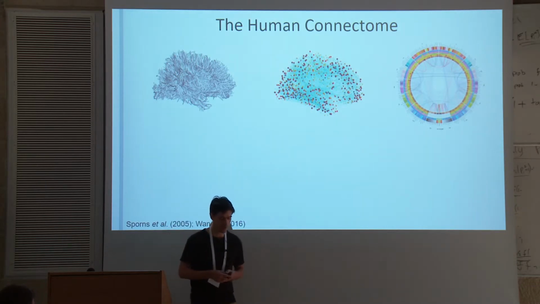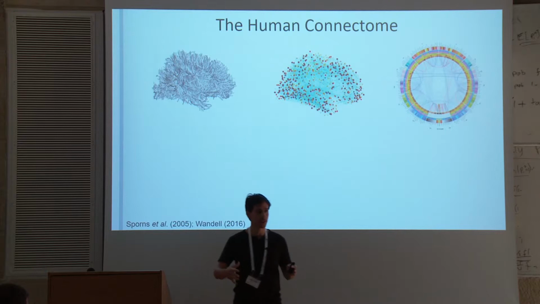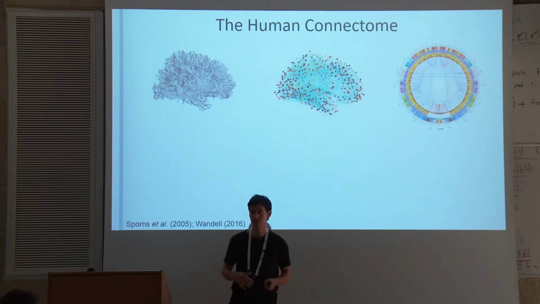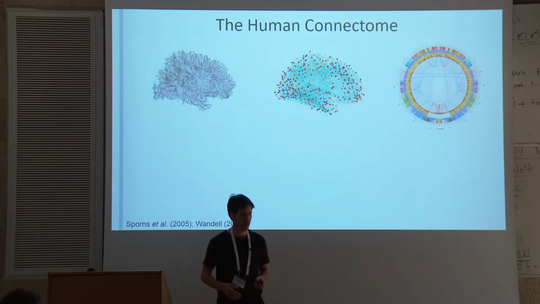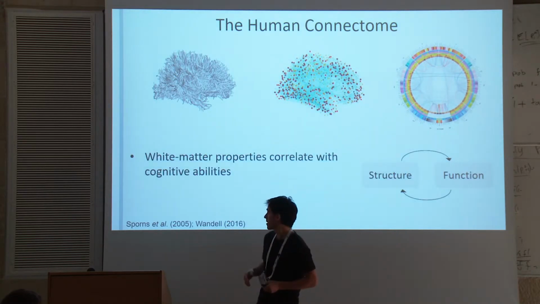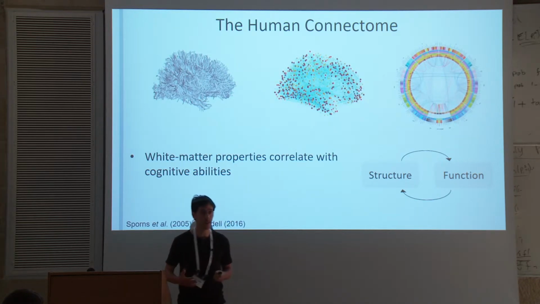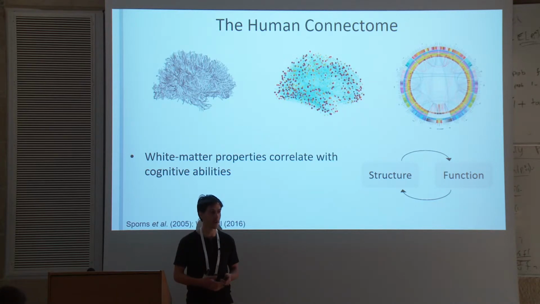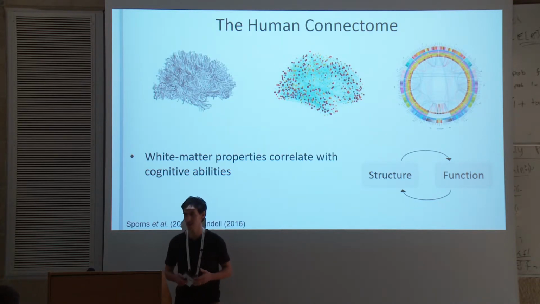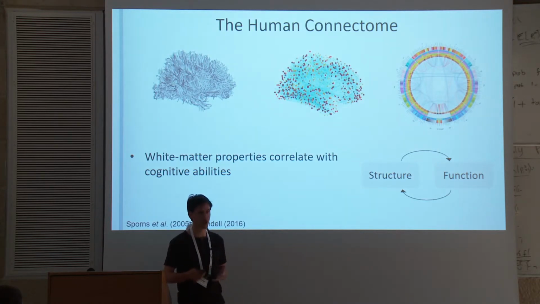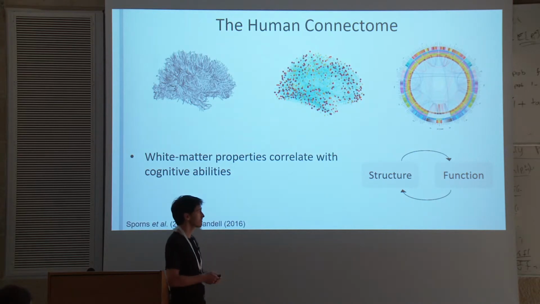But we have to remember that these edges or these connections are not just abstract edges on a graph or in a matrix, they're actual physical entities that we can study. And indeed, many papers have shown that the physical properties that you can measure of these tracts correlate well with different cognitive abilities like reading and vision and so on. So in this sense, being able to accurately map these connections is really crucial for studying the function-structure relationship in the white matter in the human brain.